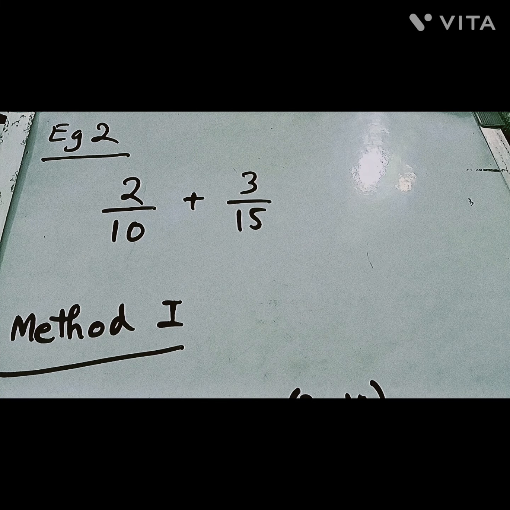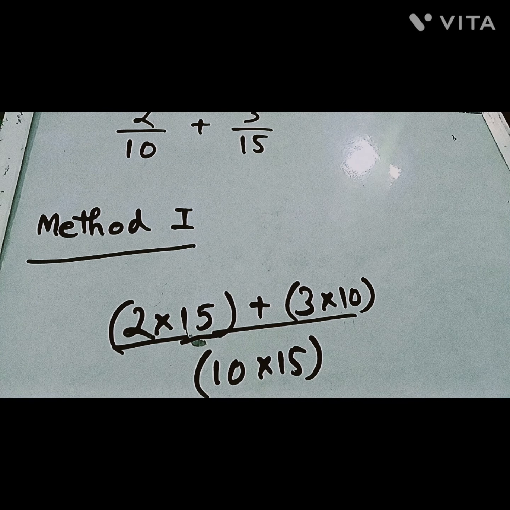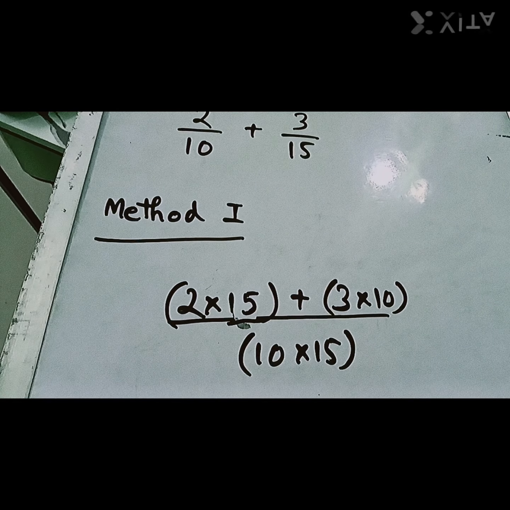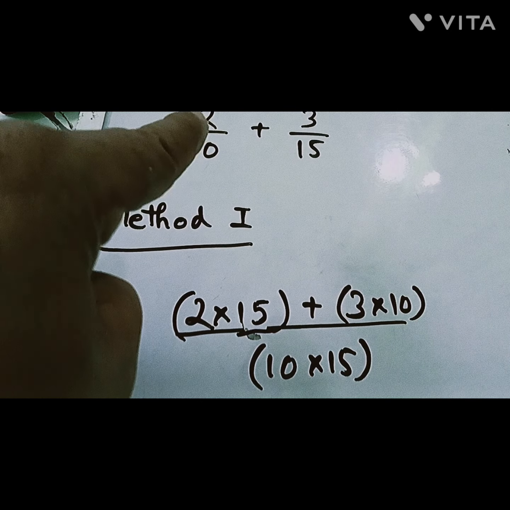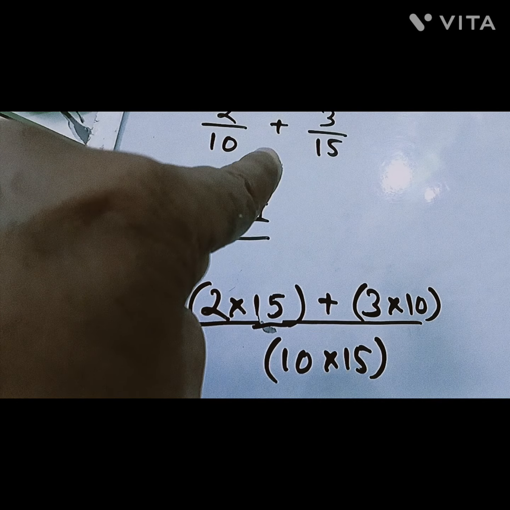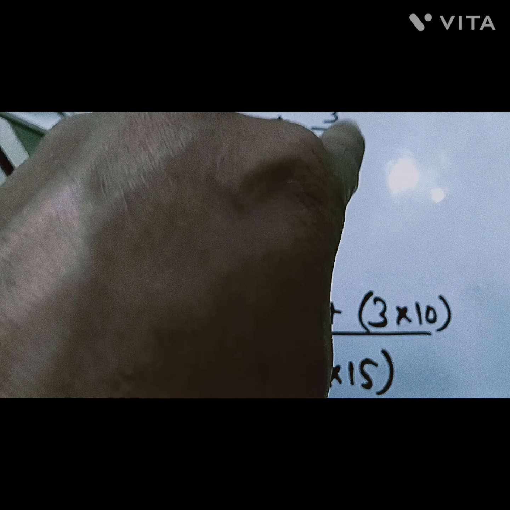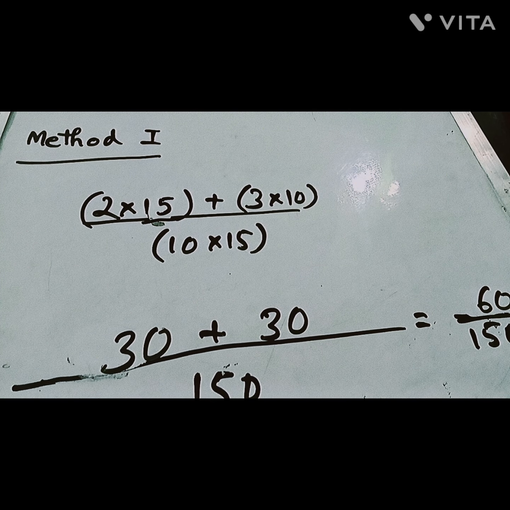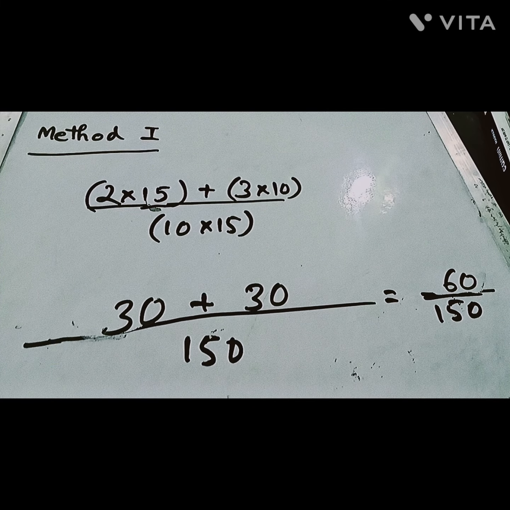So example 2 is 2 by 10 plus 3 by 15. So there are two methods. Method number 1 says what I have taught you, that we have to simply multiply the denominators, 10 into 15. And as 10 is multiplied by 15, we have to multiply the numerator 2 by 15, 2 into 15, and 15 multiplied by 10 is the new denominator, so we have to multiply 3 into 10. So 2 15s are 30. So 2 into 15 plus 3 into 10, 30 plus 30, that is 60 by 150.